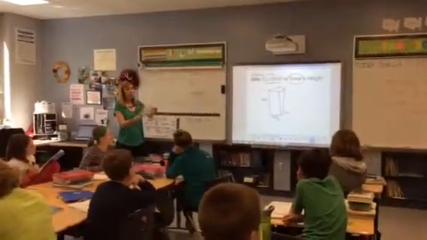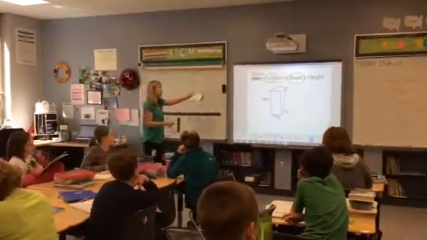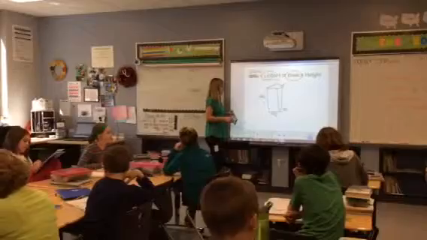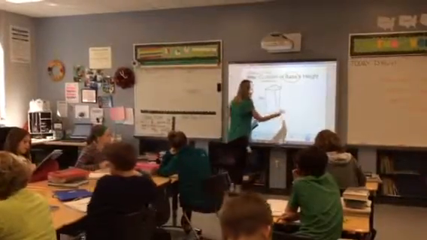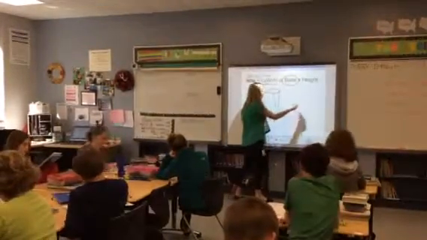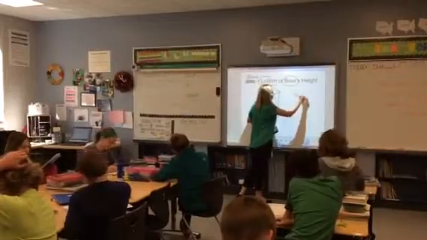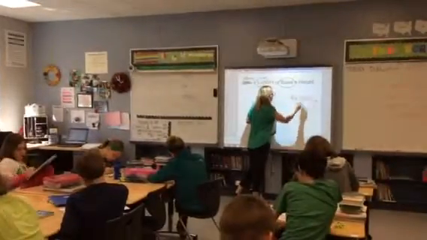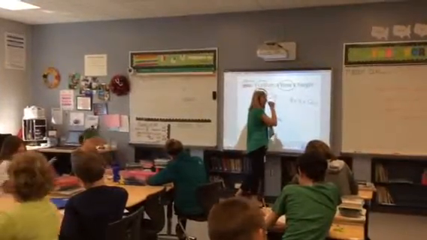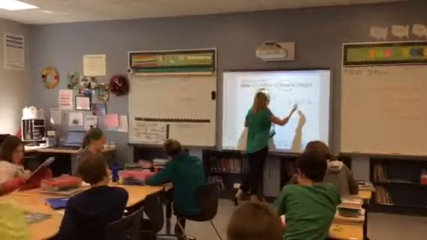How am I now going to use this information to help me get my volume? Maddie? 4 times 12 times 3. Good. 4 times 12 times 3. So I have 4 times 3 times 12. Maddie, 4 times 3 is? 12. And these are all feet.